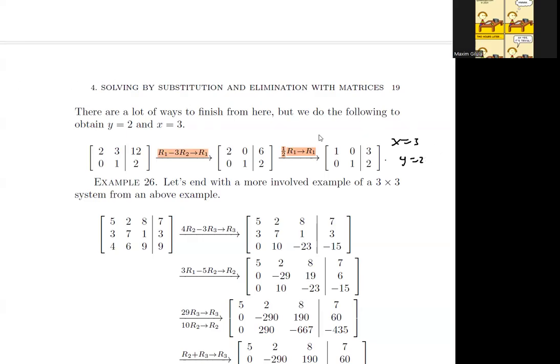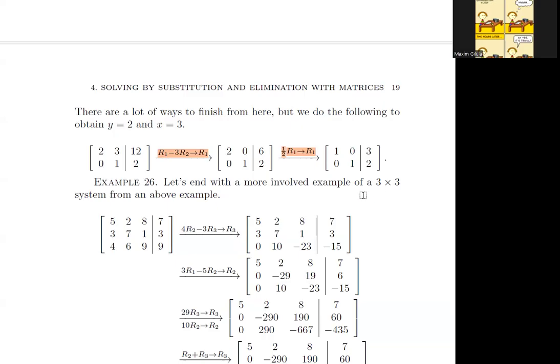Notice that we didn't have to write x and y every time, although we did write brackets. So you could argue that maybe it's less writing, or maybe the symbols are easier to write than a linear system, but it's the same exact work.